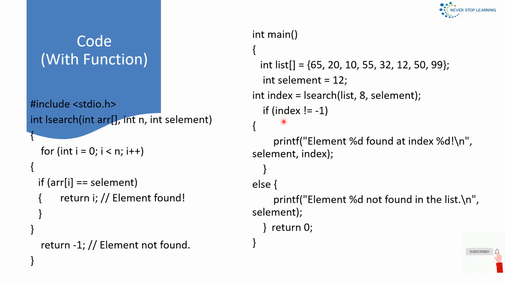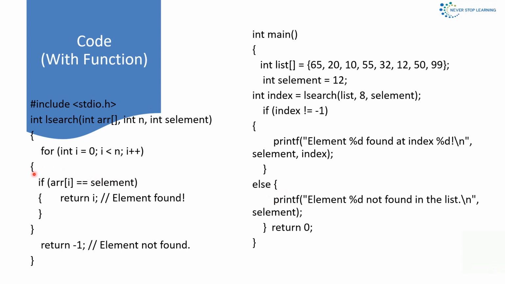index. Here after this, with the help of if, we are checking if index is not equal to -1, that means index has some value. Now here my index is 5. So we are printing that the element is found on this particular index. So how will we print the message that the element, which is 12, found at index 5? That's why we are using the format specifier %d two times. This %d is taking the value from s element, and this %d is taking the value from index.